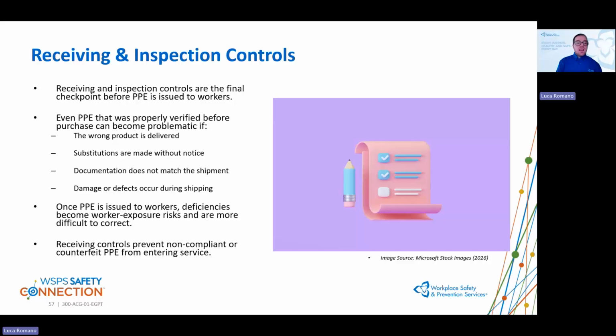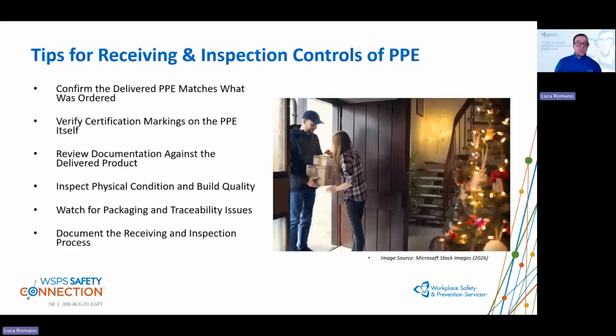Even if PPE has been properly verified, there can be situations that arise when it arrives at the workplace. As an example, the wrong product can be delivered. Substitutions might be made without notice. The documentation that's been provided doesn't match the shipment, or damage or defects can occur. Once we issue that PPE to the worker, the deficiencies identified from the shipment or the material itself can be more difficult to correct. So we can prevent that by safeguarding at this next step before it enters service.